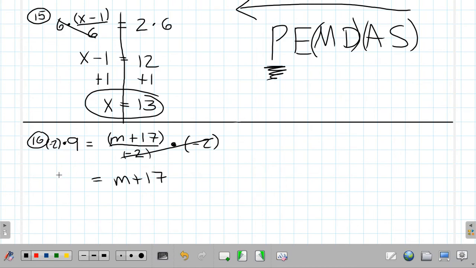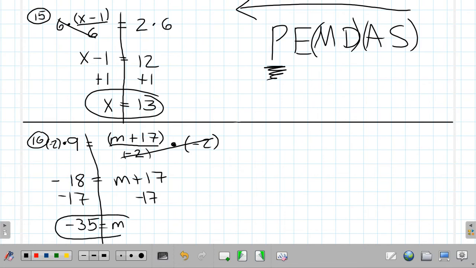Negative 2 times 9, that's a negative times a positive is a negative. 2 times 9 is 18. Same thing here, you can draw your line. But then we see that all we've got to do is subtract 17. So what we get here is negative 35 is equal to m, or m is equal to negative 35. Because you can do the same thing here, okay, in that you can flip this around and write it like this first.